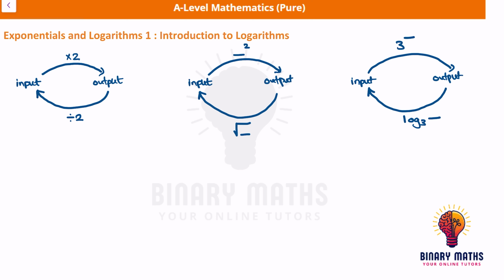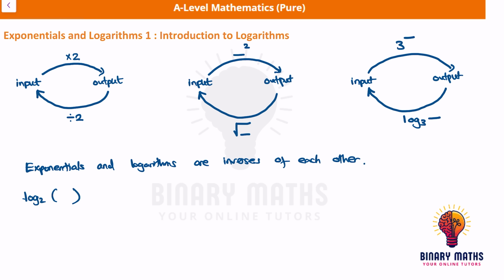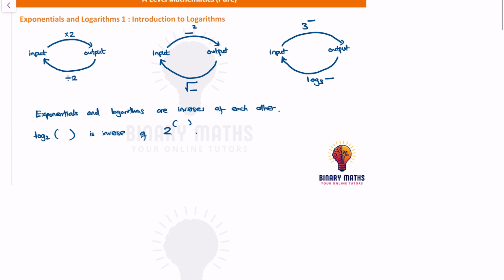So what we know clearly from this is exponentials and logarithms are inverses of each other. Okay, so if we have log base 2 of an input, it is the inverse of 2 to the power of. And same thing, 2 to the power of is the inverse of log base 2. Let's apply this in theory to some examples.